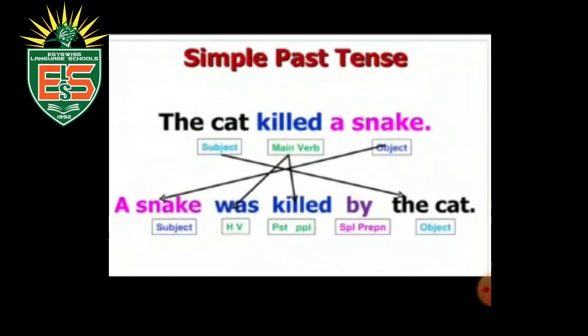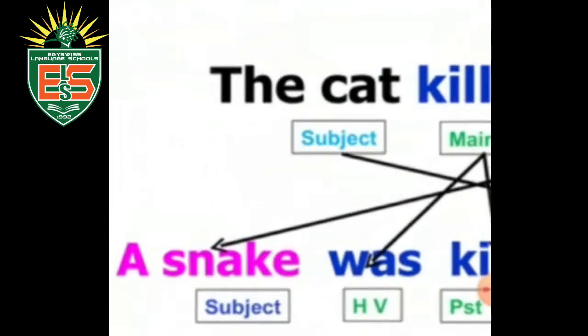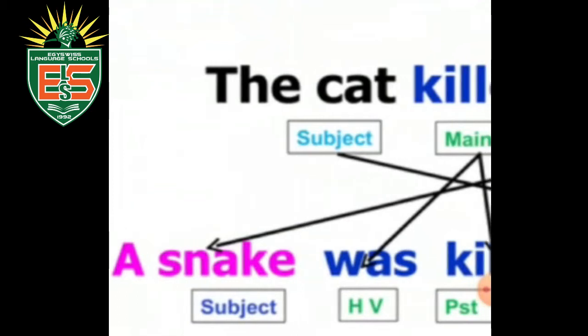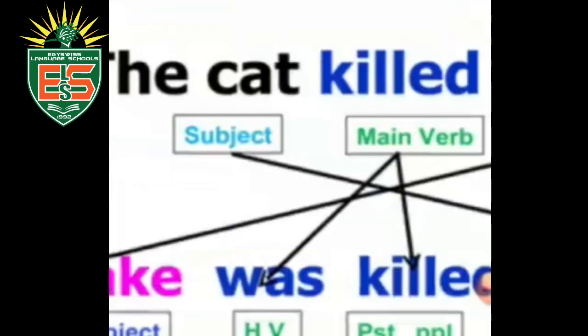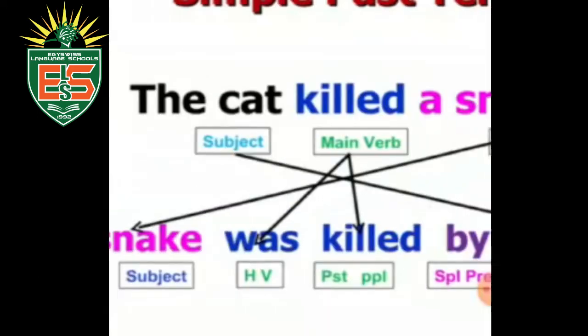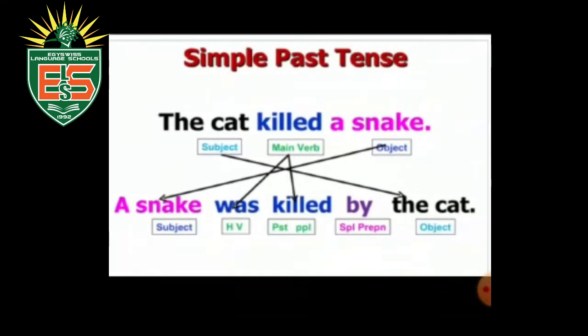So, to create a passive sentence, I have to start with the object, which is a snake. Start with a snake here, so it becomes a subject. After that, put was or were. A snake is singular, so I have to put was. The verb in the third shape or the past participle, which is killed, and after that, the rest of the sentence. So again, a snake was killed by the cat.